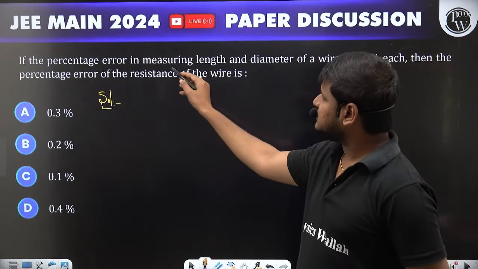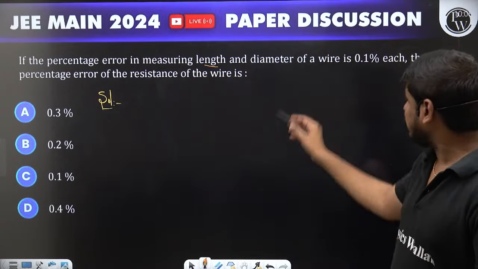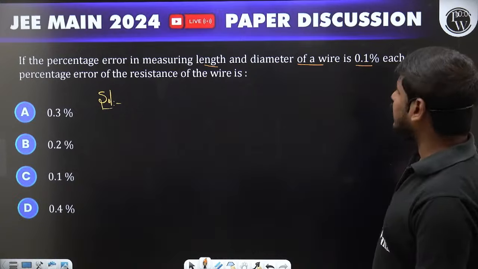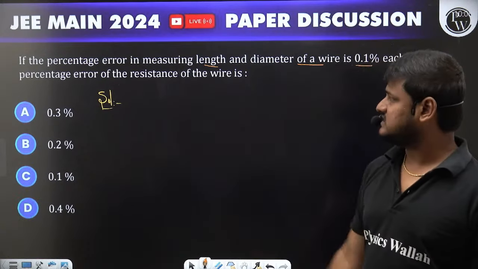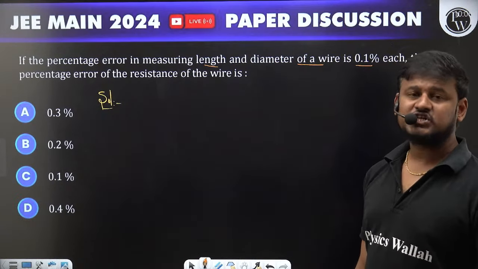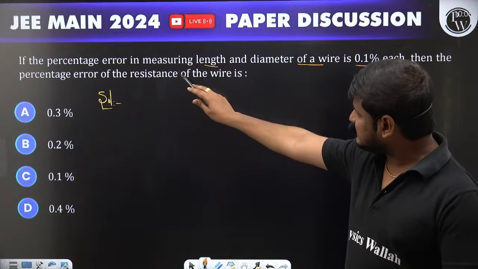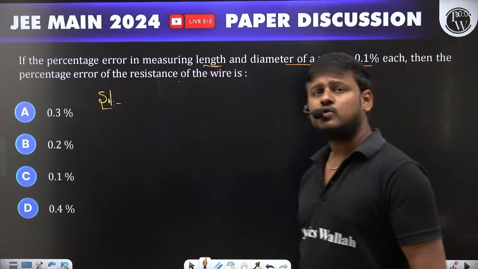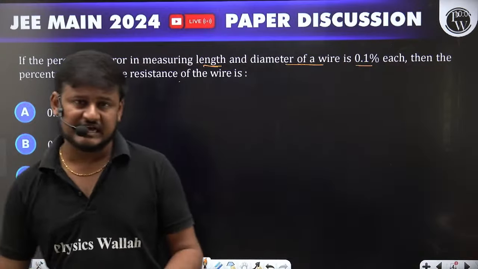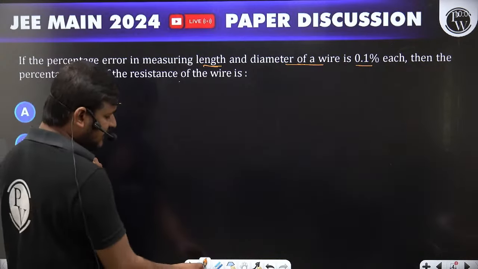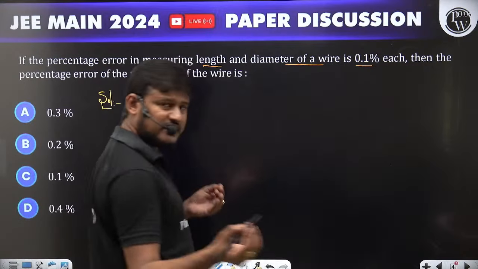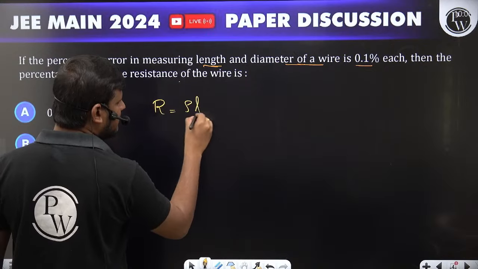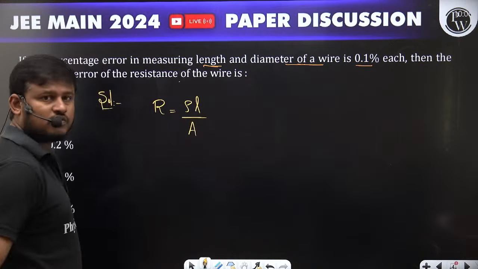If the percentage error in measuring the length and diameter of the wire is 0.1% each, then the percentage error of the resistance here, which terms we have to relate? The resistance term, the length term, and the diameter term. So how do you write the resistance in terms of the length and diameter? From current electricity, grade 10th level also you learned. So R is equal to rho L by A. So rho is however constant.